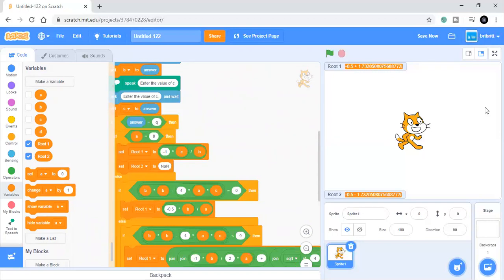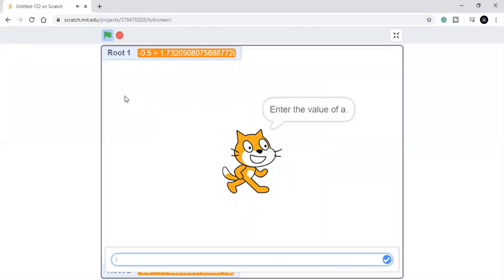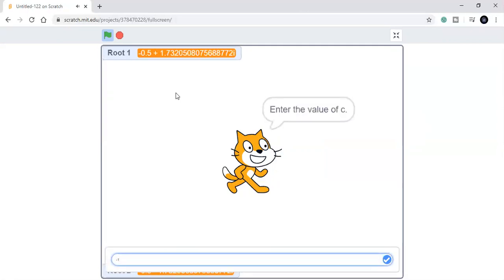We can try with a quadratic equation. Do you want a quadratic equation or a cubic equation to be solved? Enter Q or C. Quadratic equation. Let's do x squared plus x minus 1 equals 0. So x squared. Enter the value of b. B is 1. Enter the value of c. C is negative 1.